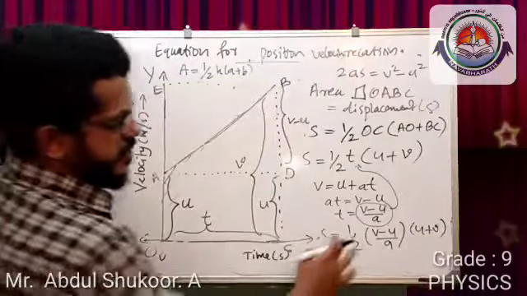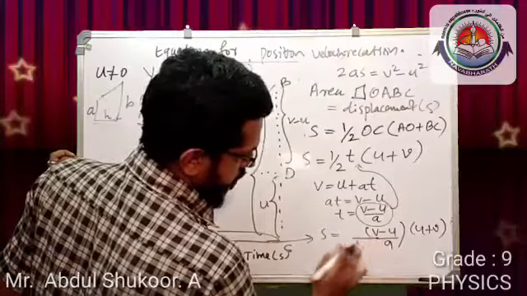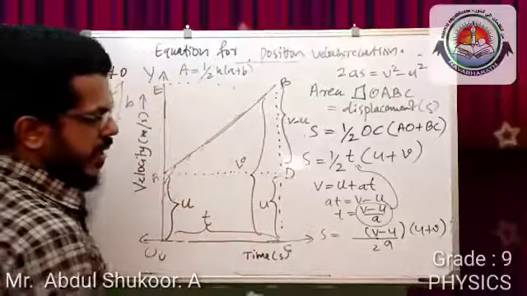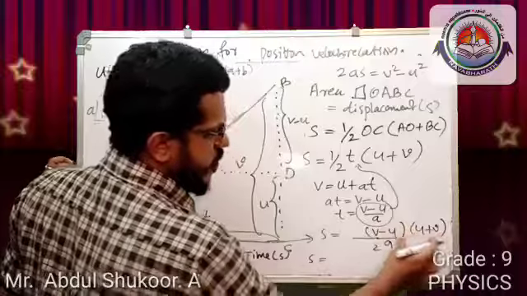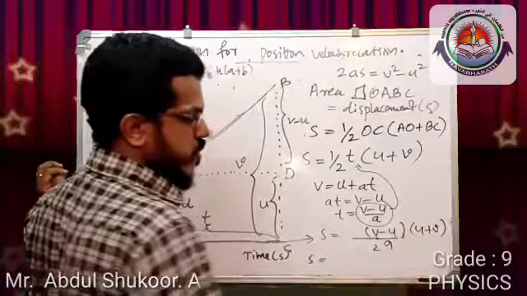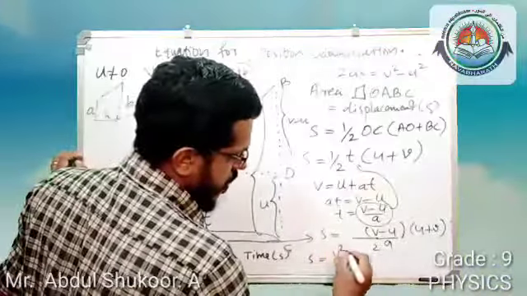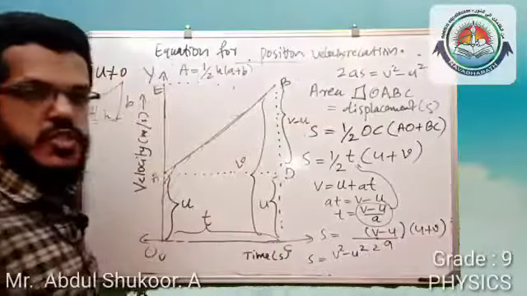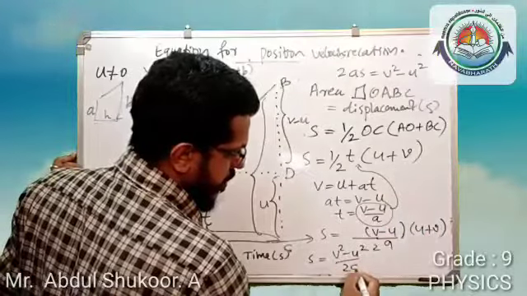Then we obtain the changes like this: 2a here and v minus u. Then we can write s is equal to (v minus u) into (v plus u) divided by 2a. We know from mathematics that (v minus u) into (v plus u) is v square minus u square.